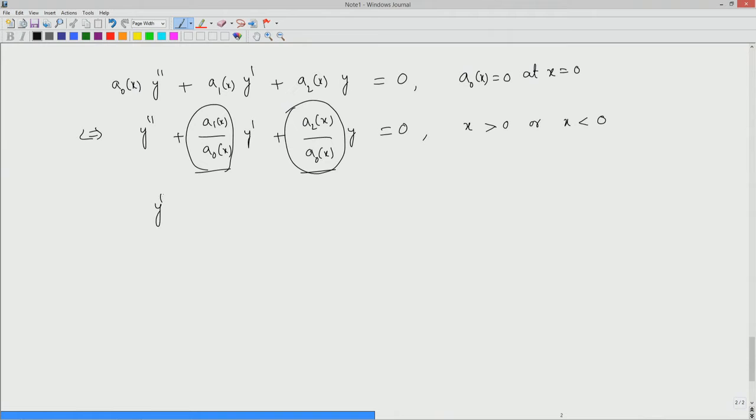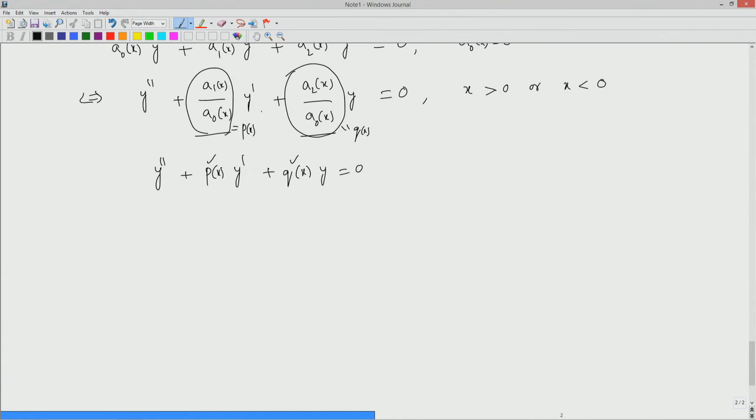So, you have y'' plus p(x) y' plus q(x) y equal to 0. p(x) is having a singularity at x equal to 0, q(x) is having a singularity at x equal to 0. So, both are not defined at x equal to 0. The equivalent equation is defined for x positive or negative.